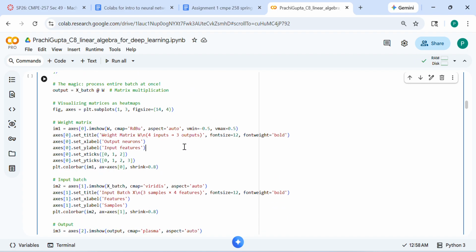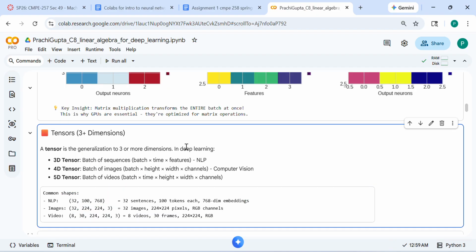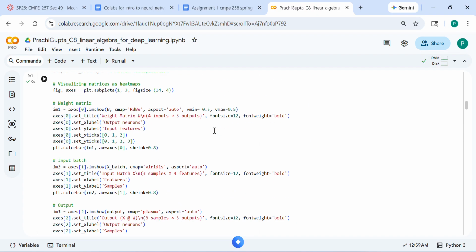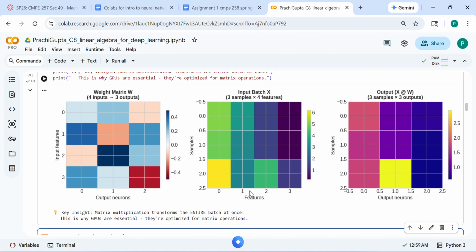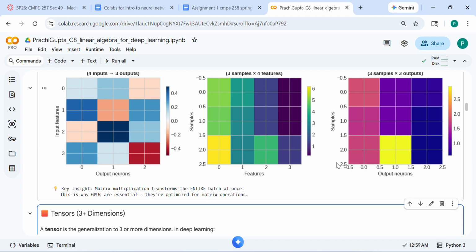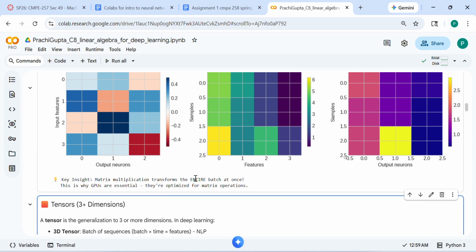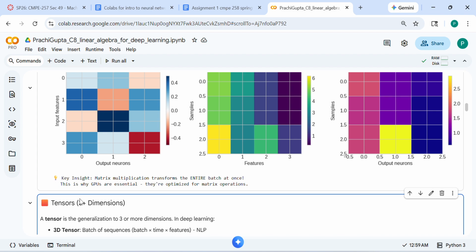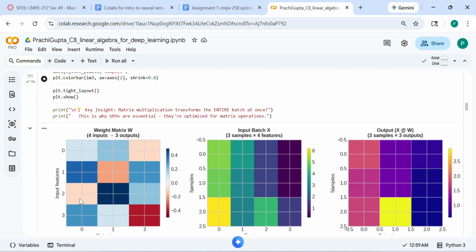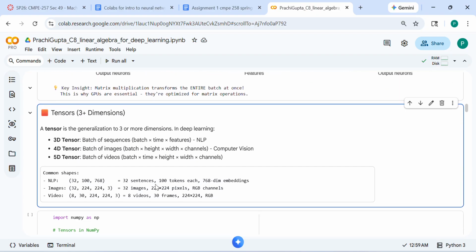Now we will plot it. So we can see the heat map, where it shows the weight matrix, the input batch x, and when we do the product, what comes is the output. So matrix multiplication transforms the entire batch at once. Instead of doing one by one, it transforms the entire batch at once, and this is why GPUs are essential for the optimization of matrix operations.